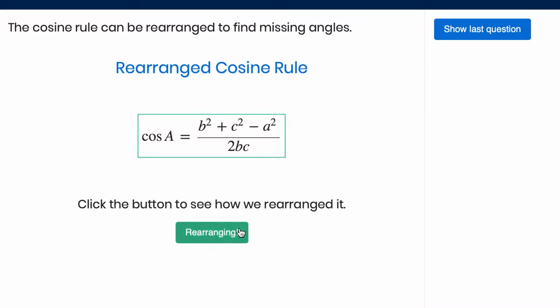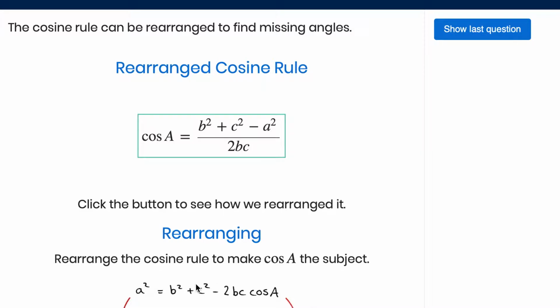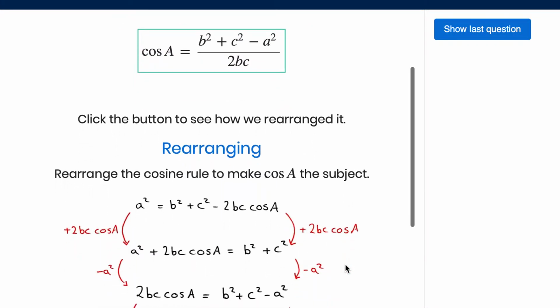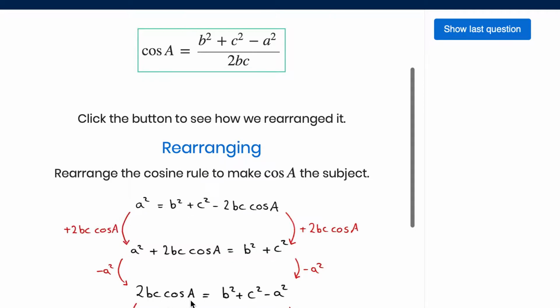Okay, so let's go. If we start with the cosine rule and rearrange it to make cos A the subject on the left-hand side, the first step is to add 2bc cos A to both sides. The red arrows just show that we do the same thing to both sides. So we have on the left a squared plus 2bc cos A is equal to b squared plus c squared. Next, subtract a squared from both sides to get 2bc cos A on the left equal to b squared plus c squared minus a squared on the right.